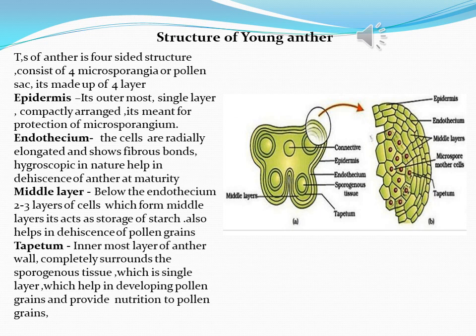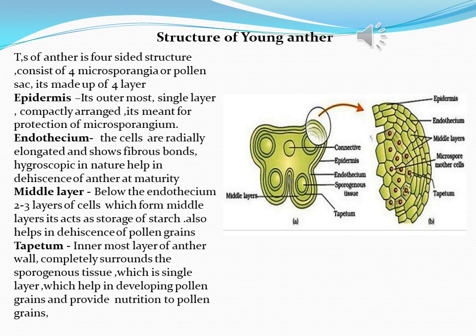After the epidermis we find one more layer, called the endothecium. Here the cells are radially elongated and they show fibrous bands. The cells are hygroscopic in nature, and this endothecium layer helps in the dehiscence of the anther at maturity.